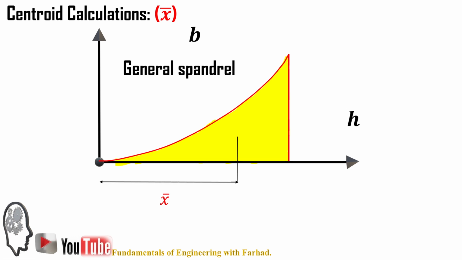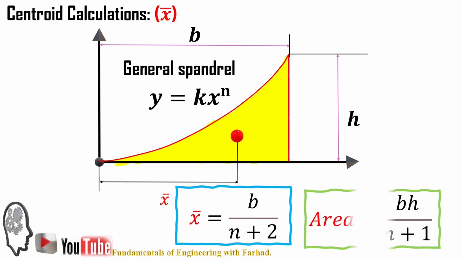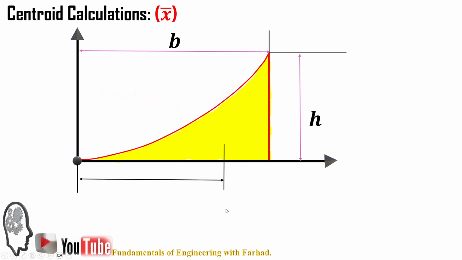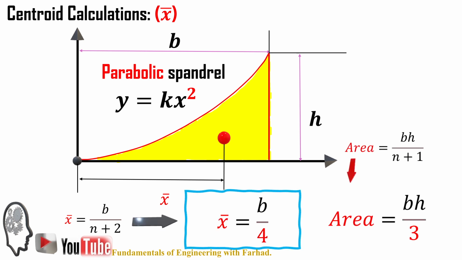The general spandrel equation, with the length of b and height of h, is y equal to a constant times x to the power of n. We calculate x bar and area based off these two formulas. And if we just jump to a parabolic spandrel, which stands for a second degree curve, x to the power of 2 or x squared, we can easily substitute into the general equation, replacing n by 2, to get the area bh over 3, and replace n by 2 to get x bar equal to b over 4 from here.